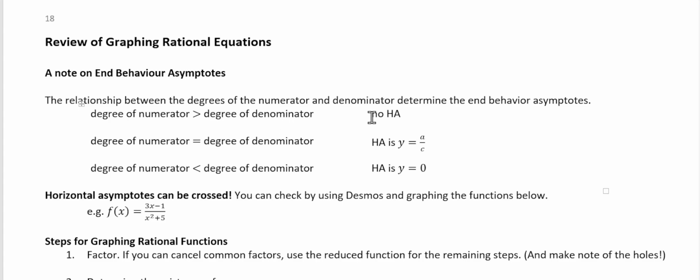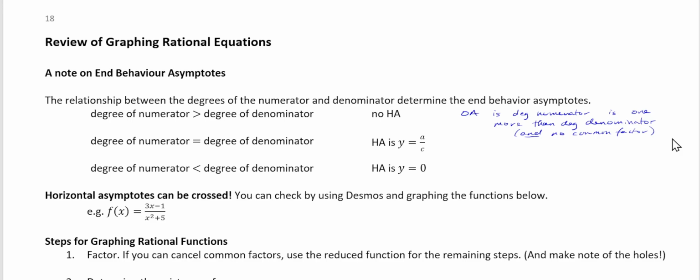If the degree of the numerator is larger than the degree of the denominator, you're not going to have a horizontal asymptote. That means your numerator is growing faster than the denominator. Note that you get an oblique asymptote if the degree of the numerator is 1 more than the degree of the denominator, and we also have to remember, no common factor. If you have a common factor, that would cause a hole, right?